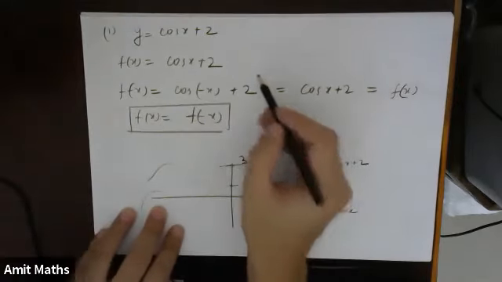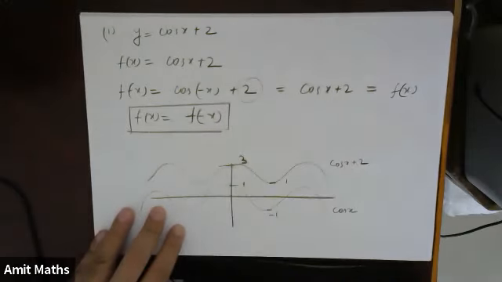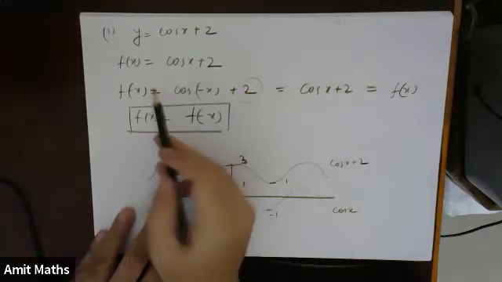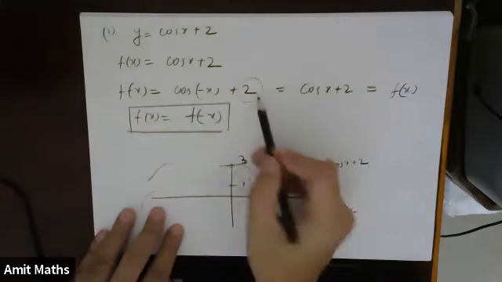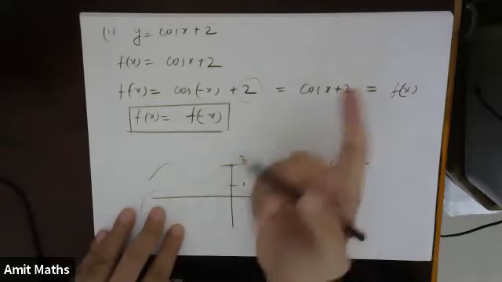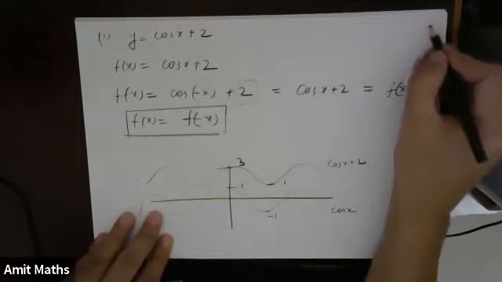Okay, and one more thing: constant functions will not be affected by minus x or plus x. So constant functions will always be even in nature. Understood? Okay, let's see some questions based on this. You have to check whether the functions are even or odd.